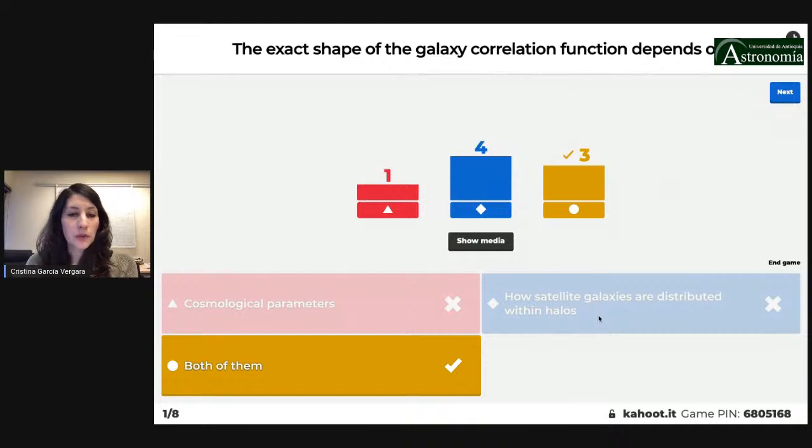Well, the right answer is both of them, because I explained to you that the shape of the galaxy correlation function depends on two terms, the one-halo term and the two-halo term. The one-halo term is dominated by how satellite galaxies are distributed within halos, but we also need the information of the two-halo term, which is more related with how dark matter halos are distributed in space, and that can be described using cosmological parameters. That is why the red option here was also correct.